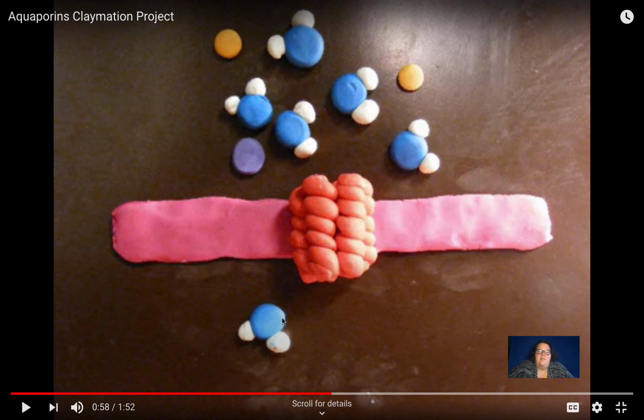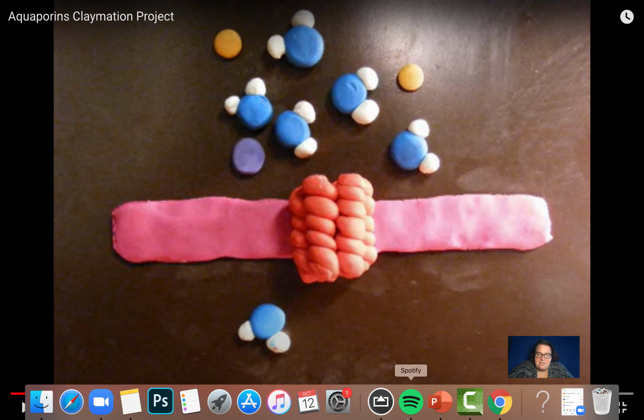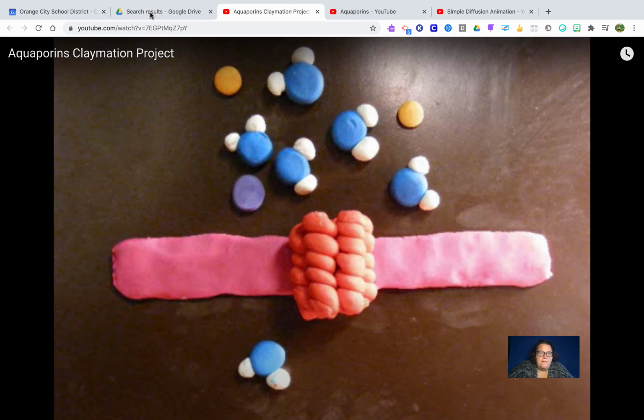Facilitated diffusion, still high to low, needs the membrane protein there to facilitate it. Not simple diffusion like oxygen. Oxygen doesn't need a channel protein, but it's still going high to low, so the aquaporins, water in large quantities, needs to come in through facilitated diffusion.